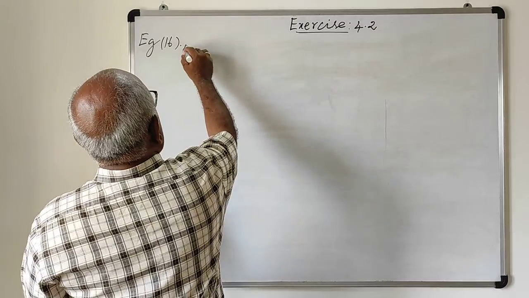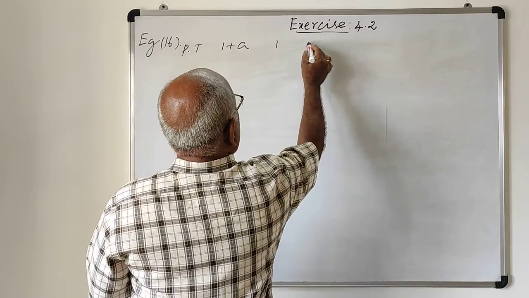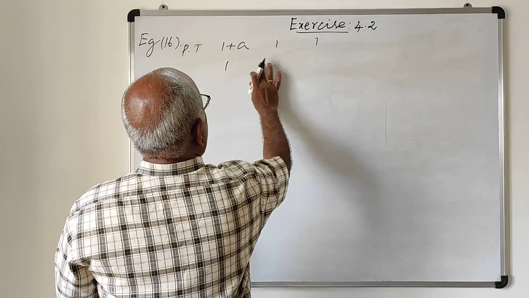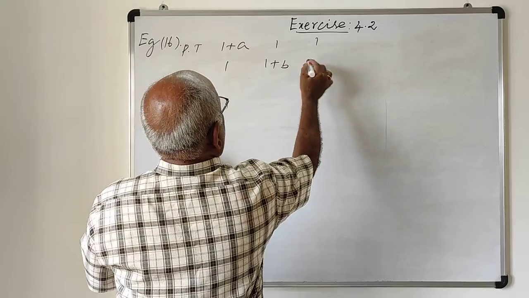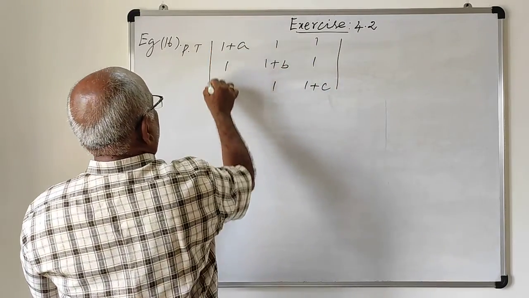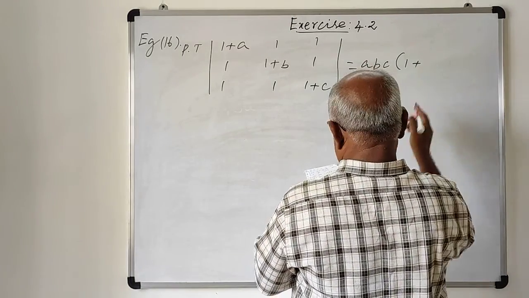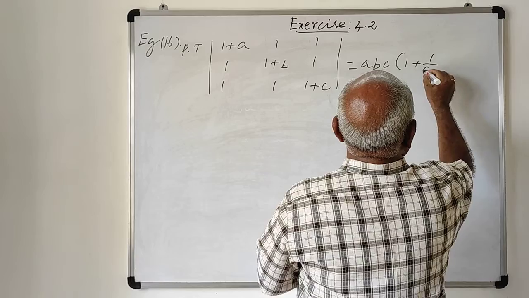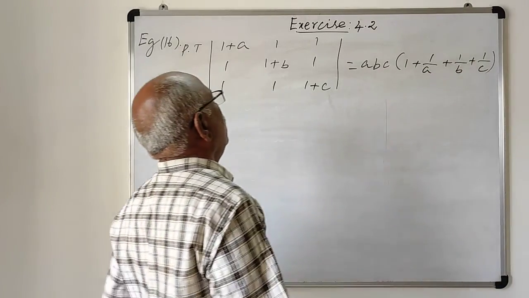Prove that the determinant with rows 1 plus a, 1, 1; 1, 1 plus b, 1; 1, 1, 1 plus c is equal to abc into 1 plus 1 by a plus 1 by b plus 1 by c. That's what we have to do.